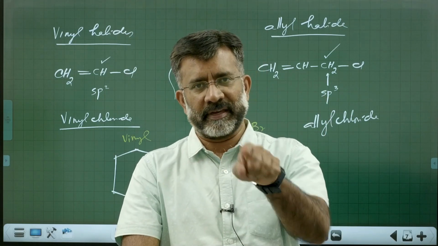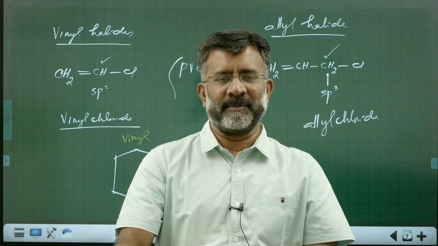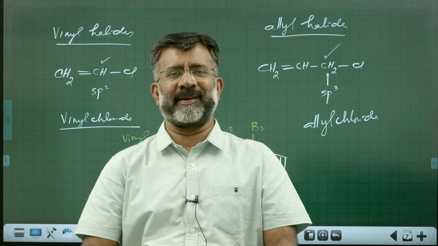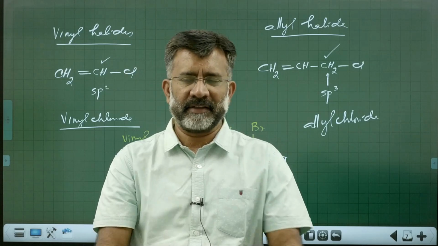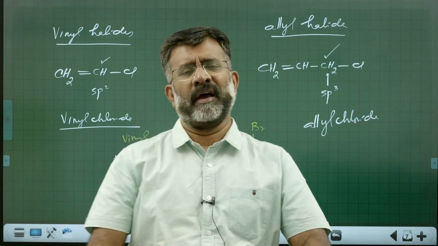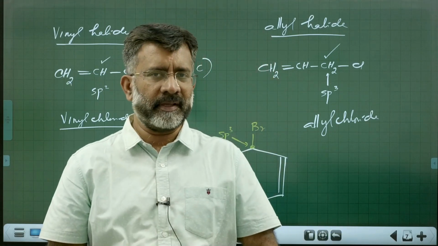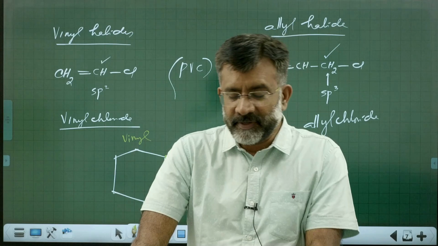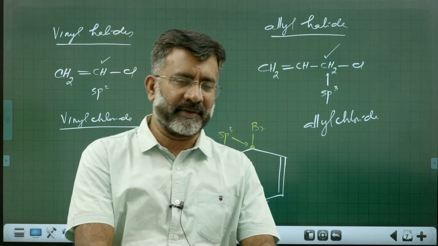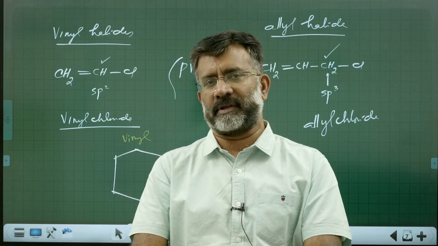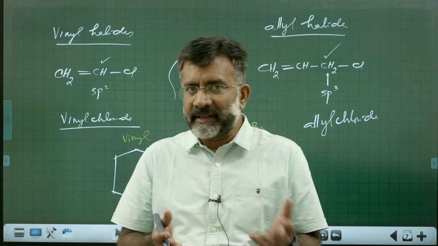So vinyl halide, allyl halide, alkyl halide, aryl halide, monohalogen, dihalogen, polyhalogen, primary, secondary, tertiary. The various categorization of halogen compounds is one of the most important topics from the initial segment of the chapter. And you may even be asked to identify which category a given molecule belongs to. So get familiarized with that.